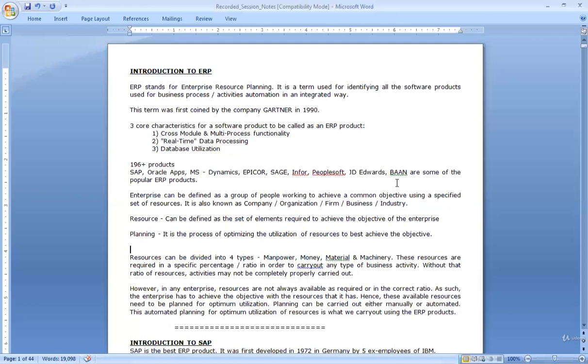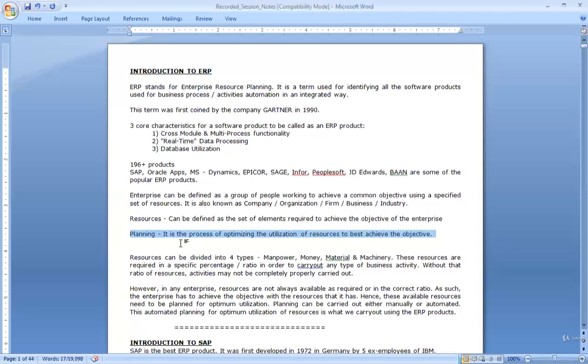So these elements are what we call resources. Planning is the process of optimizing the utilization of these resources to best achieve the objective. Planning is not the same as process. Anytime that you want to achieve an objective or goal, the set of activities which are to be carried out in a specified manner are what we call a process or a procedure.